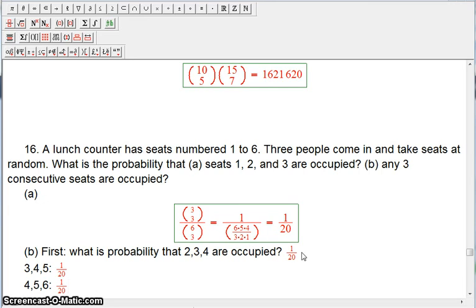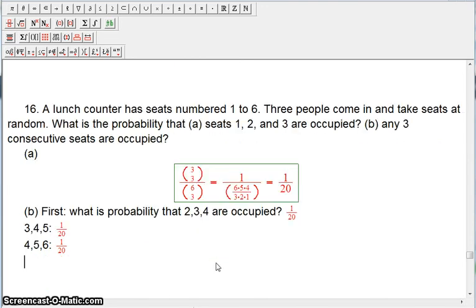Okay, so let's see. We've got a bunch of different possibilities. 1/20th, 1/20th, 1/20th, 1/20th. Do they overlap? Well, if seats 1, 2, and 3 are the ones that are occupied, that's one situation. Could it be that 2, 3, and 4 are definitely occupied? No, there's only 3 people. They're either in 1, 2, 3, or 2, 3, 4, or there could be many other possibilities, but there's no overlap between the 1, 2, 3 situation and the 2, 3, 4 situation. So we've got 4 equally probable, mutually exclusive events. Aha, a great opportunity for using our rules of probability.